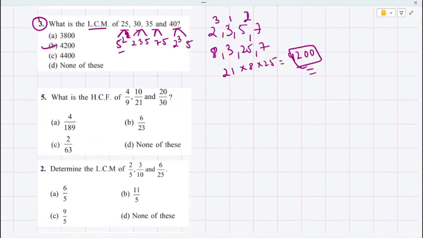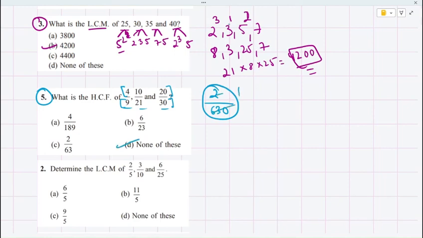Moving on to the fifth question, what is the highest common factor of these particular numbers? So first we need to find out the highest common factor of 4, 10 and 20, that is the numerators. And then we need to find out the least common multiple of 9, 21 and 30. So the highest common factor of 4, 10 and 20 will be equal to 2. And the LCM of 9, 21 and 30 will be equal to 630. So the answer is 2 upon 630, and we can cancel it out as well.